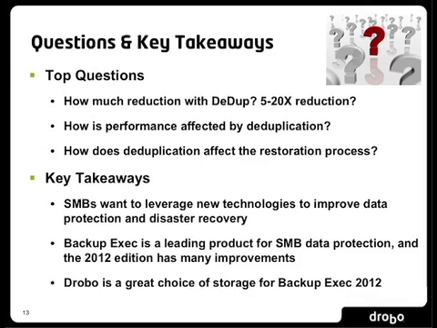Think Exchange, SQL, file shares, that sort of stuff. Right, absolutely. So we typically see a 9-to-1 ratio. For, let's say you've got 5 terabytes, it's going to reduce it down to 9-to-1 based on that. So I see that 5 to 20x reduction, typically 9-to-1 is what we're seeing.